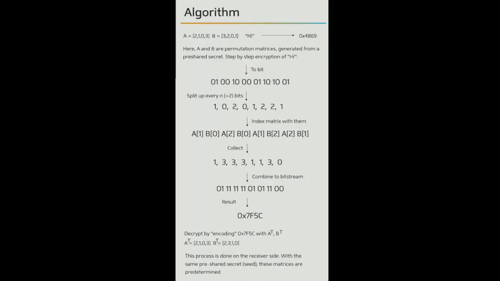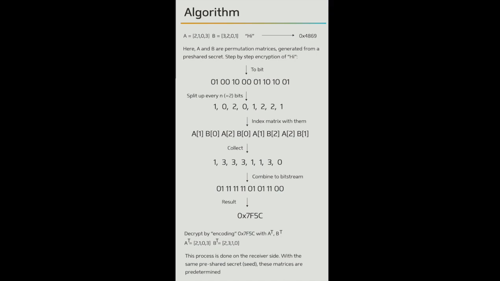In this example, we're going to go through the encryption of the word hi using the predetermined matrices A and B. Here, a matrix is just an array that goes from 0 to the length minus 1, and then you permute the elements in it. So you see here we have an array of 4, so the numbers will go 0, 1, 2, 3. Each of the matrices, A and B, represents a permutation of that. First, the word hi is translated in ASCII code, which is 4869 in hexadecimal.